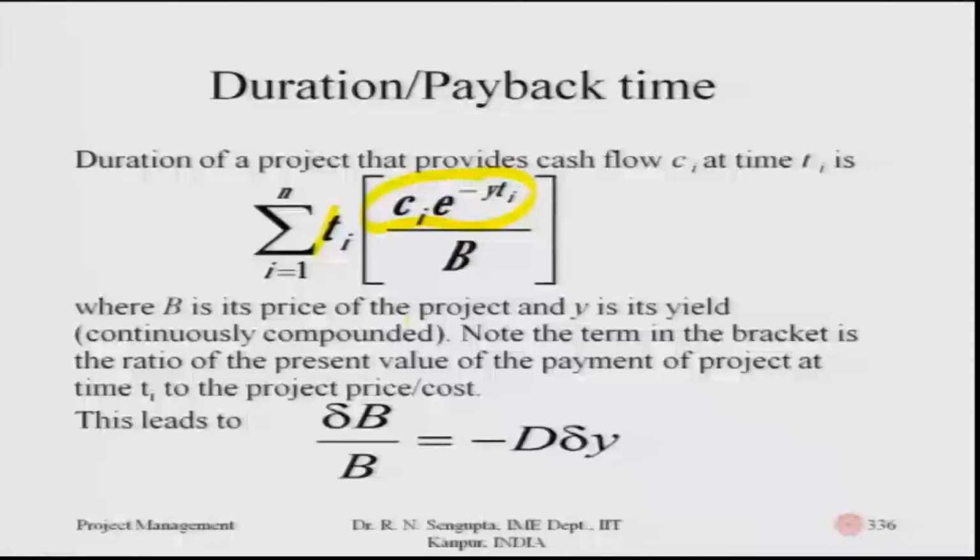Now, if you note, the term in the bracket is the ratio of the present value of the payment at time ti to the project price and cost. If I find the derivative of that, it comes out to be delta B, the rate of change of B, divided by B, the price of the project, equal to negative of D, the duration, into delta y, the interest rate which you have.